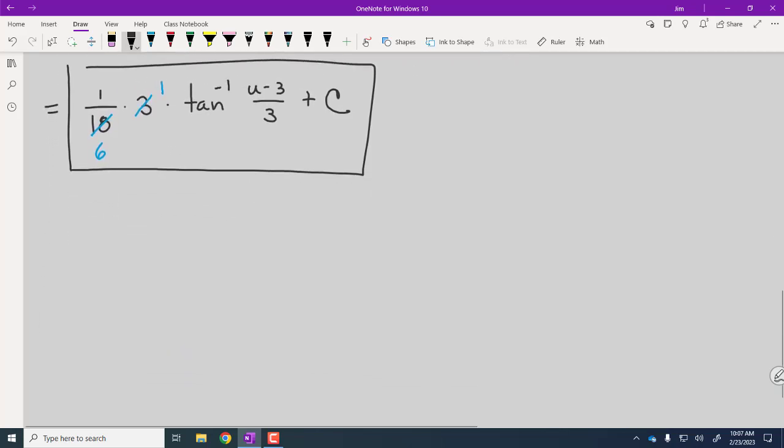Let me put another example up here. We haven't done one with inverse sine yet. Let's suppose we have something like this. And we know that with inverse sine, if we're going to integrate and have an inverse sine form, it's going to be a 1 minus something squared inside a square root.